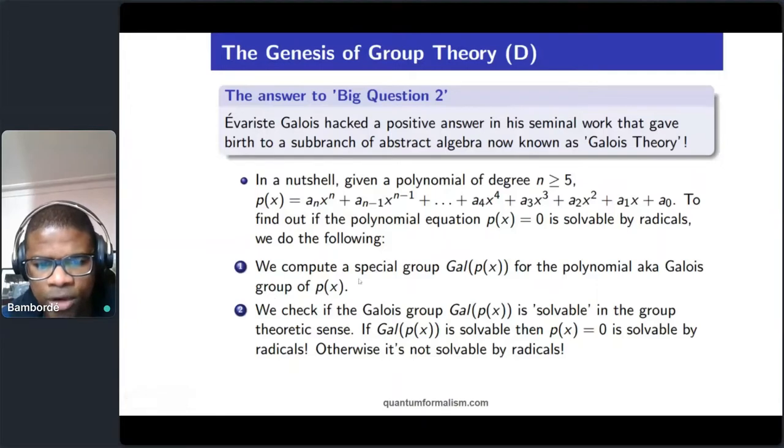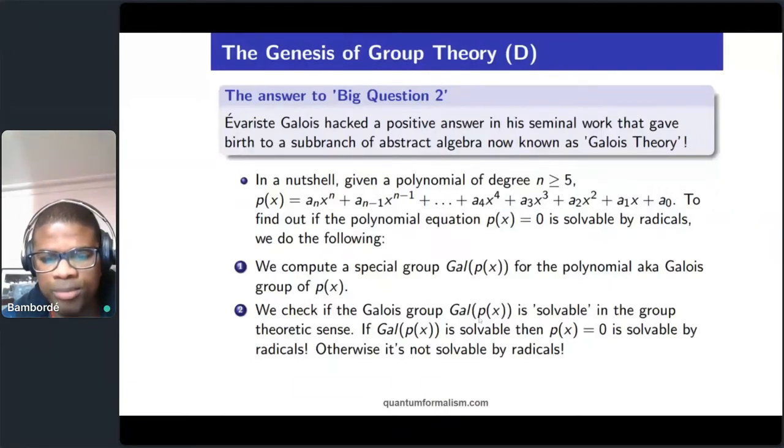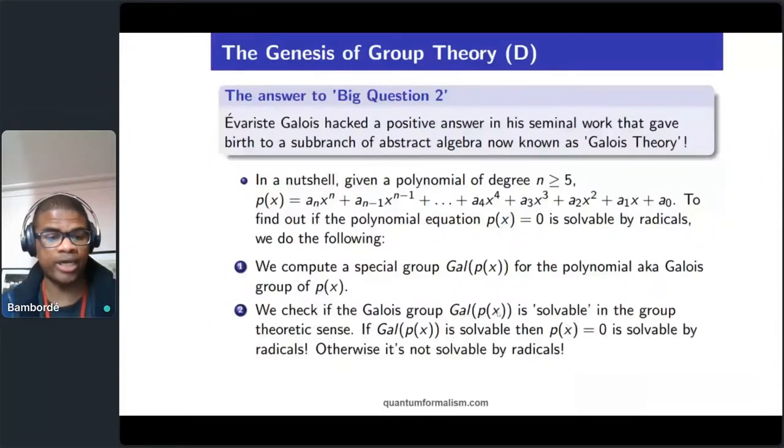So we find the Galois group, and then the way to check whether the polynomial is solvable by radicals is to check a property of the associated group, which is the notion of solvable group. This is something we might touch on, let's see how our group theory stuff goes. But if the associated Galois group of the polynomial is solvable in the group theoretic sense, it means the polynomial is solvable by radicals.